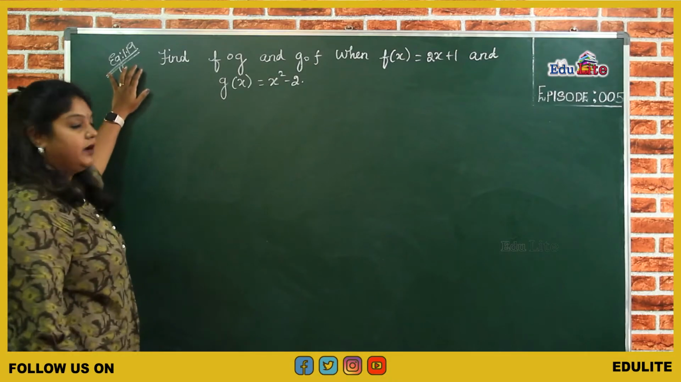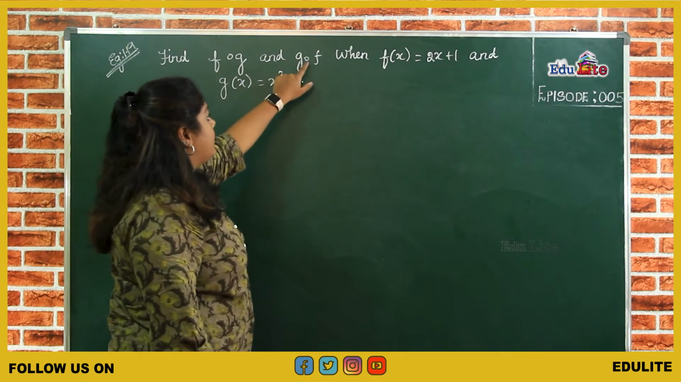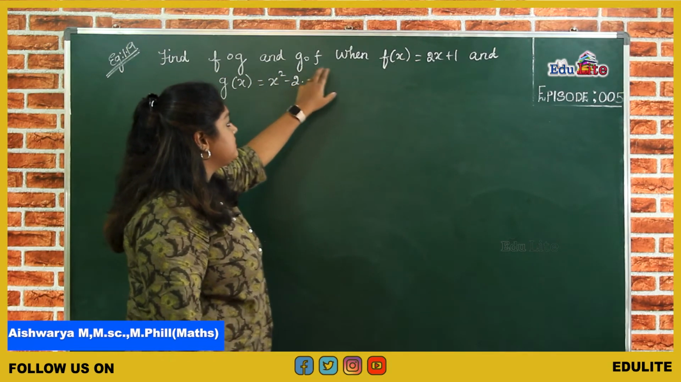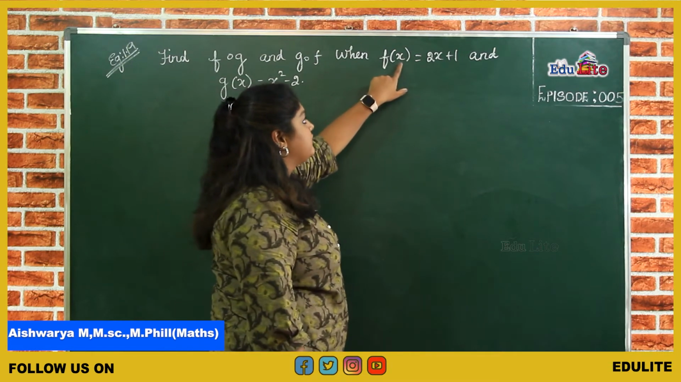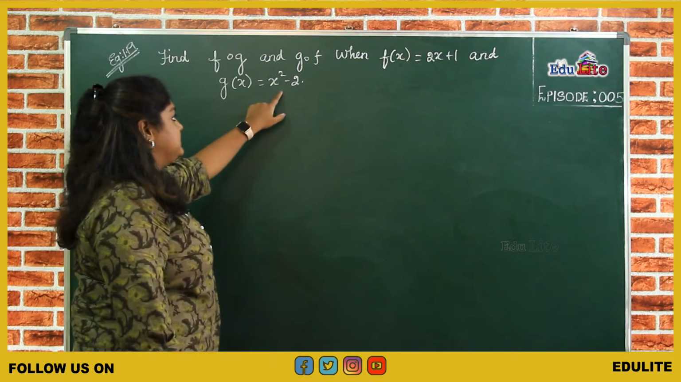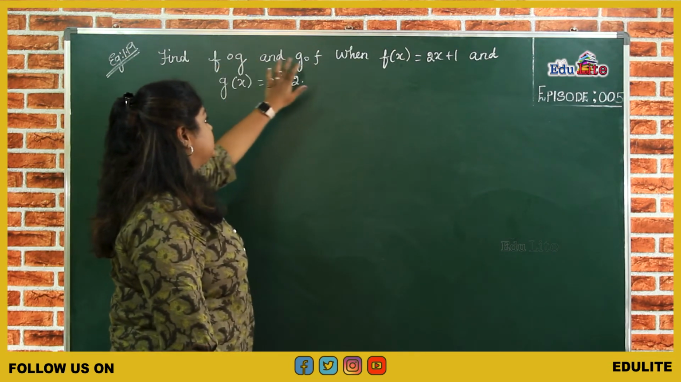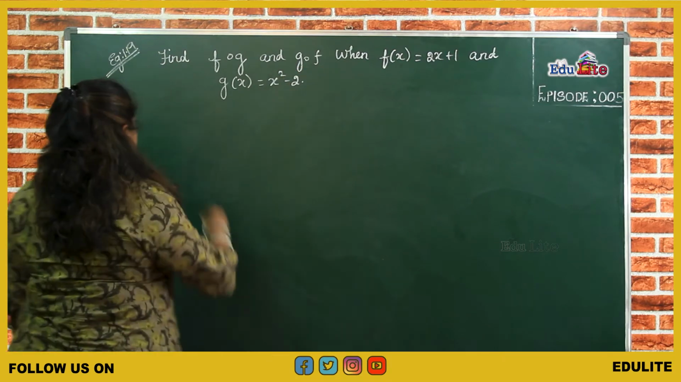Example 1.19, we have to find f composite g and g composite f. To find this, we are given the values of f of x as 2x plus 1 and g of x as x squared minus 2. With the help of this, we can find f composite g and g composite f.